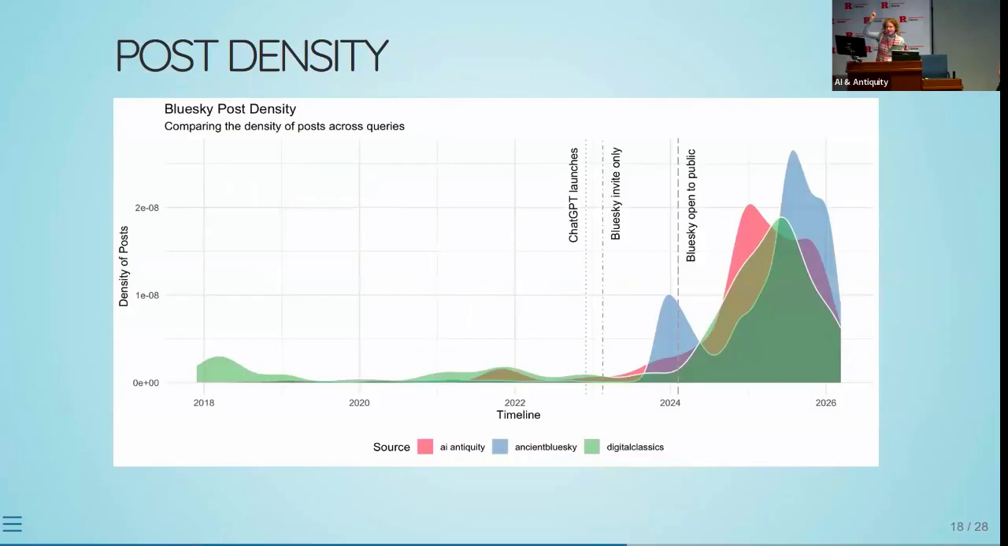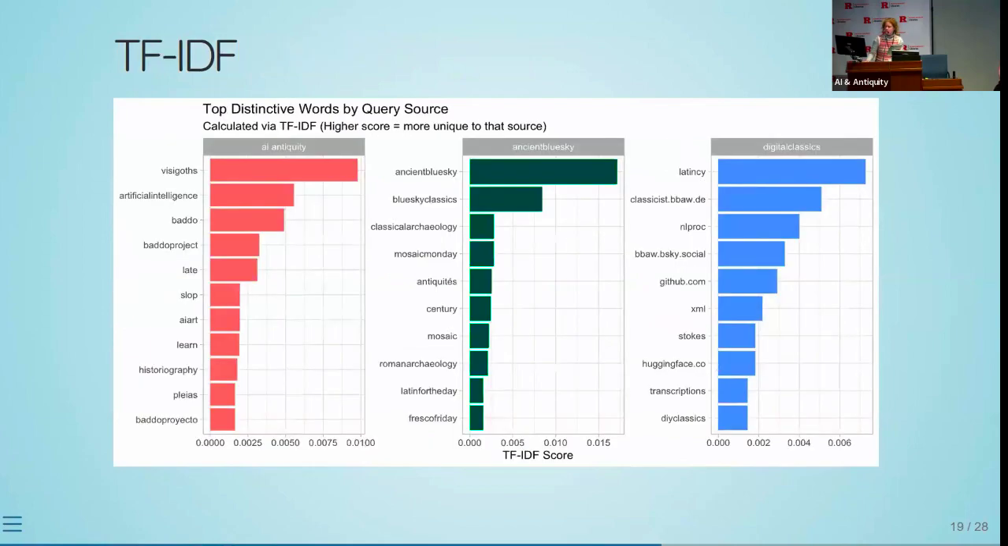So you can see that I created these annotation lines for when ChatGPT launches, when Blue Sky was invite only, when Blue Sky is open to the public. And so I can't really say for sure if it's just Blue Sky acquiring more users or if it is some kind of a reaction to AI. I'm going to scoot along.